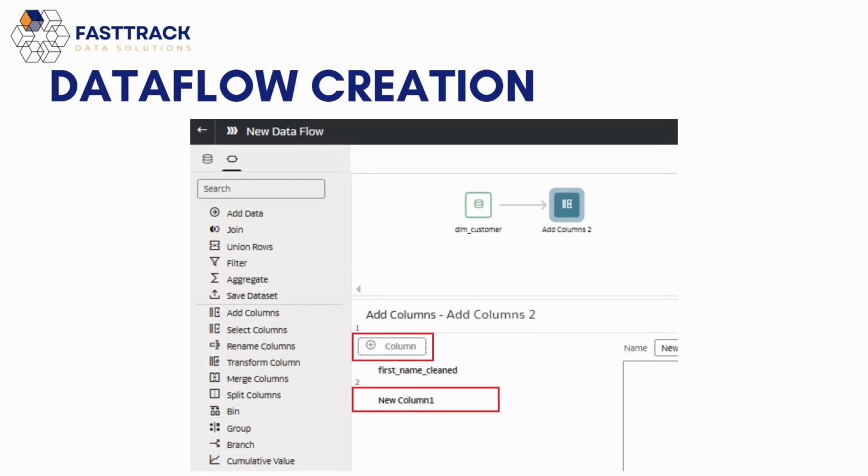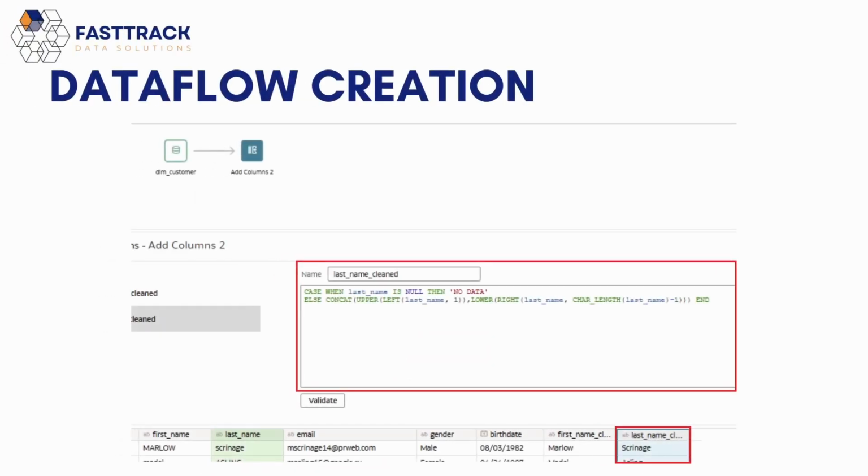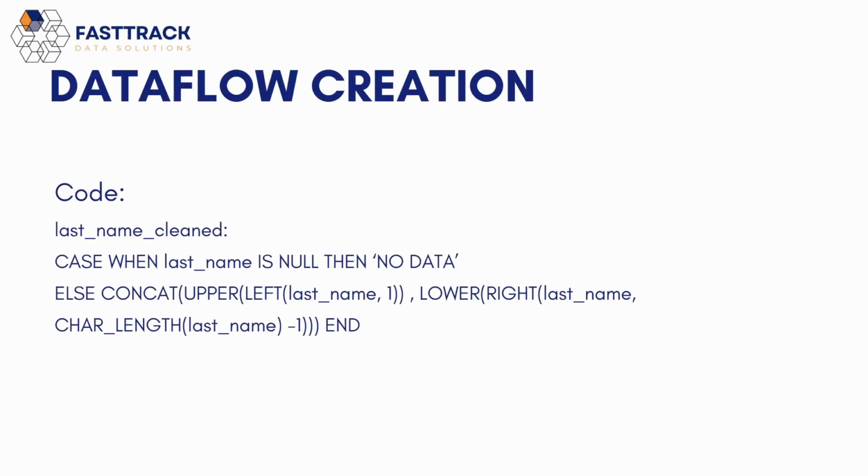The next step is to add another column inside the first step. Name your column like last name cleaned to start defining your transformation. Here's the formula used to clean last names. It standardizes the data by handling missing values and formatting the text consistently. This is the formula we use to transform the data. Feel free to copy it and apply it on your own flow.